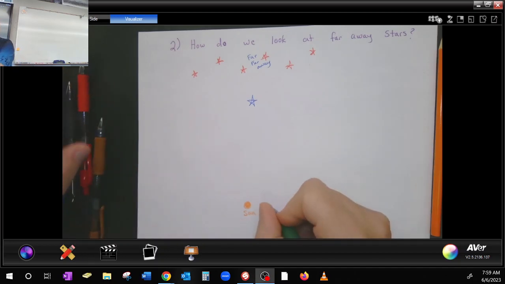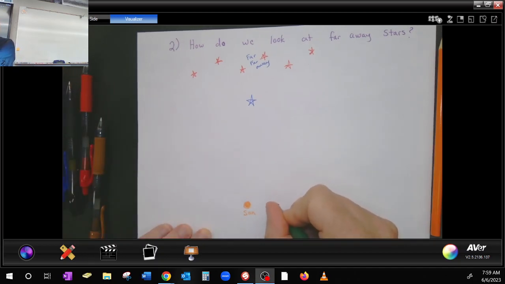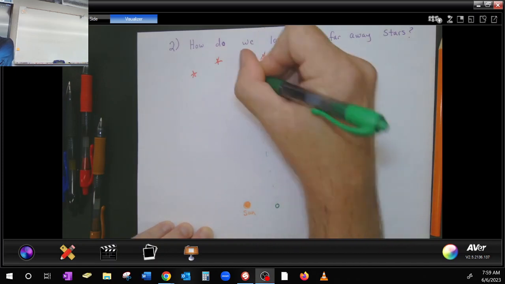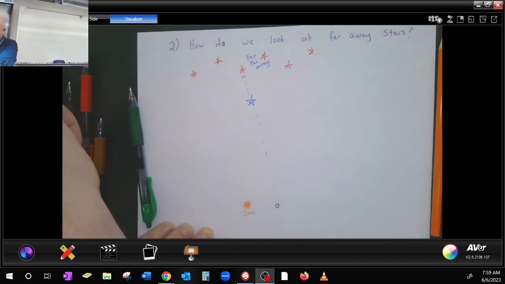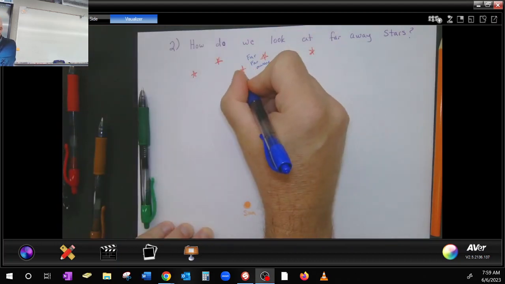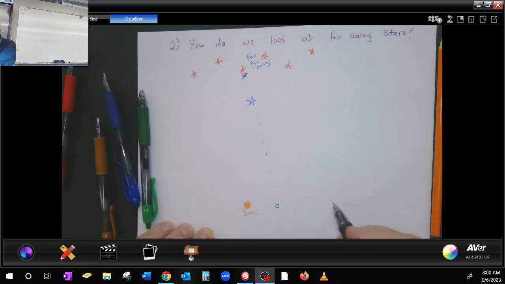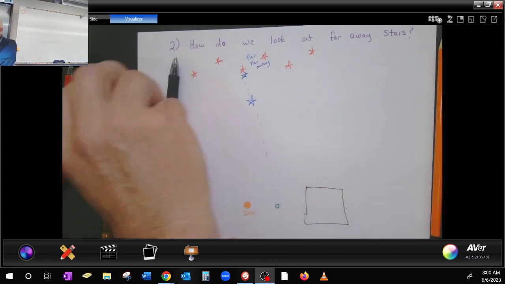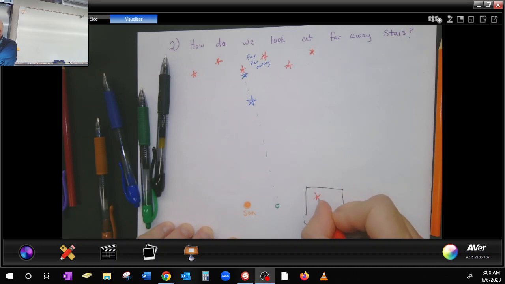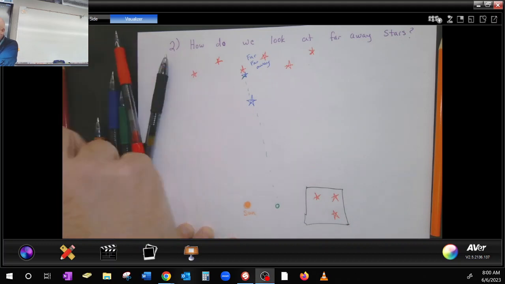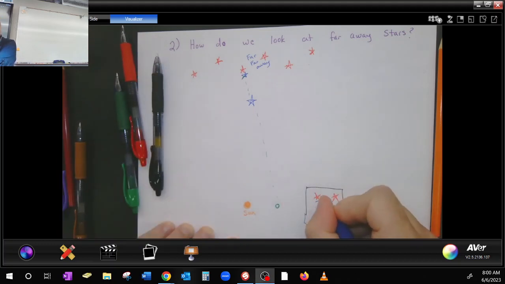Let me use green for the Earth. Here's the Earth right here. And if we took a picture of this star, that star would look like it's right next to this star. So if we took a picture of the stars in the background, just like what I drew before, that star might look like it's right here.